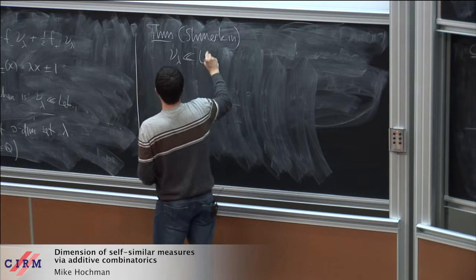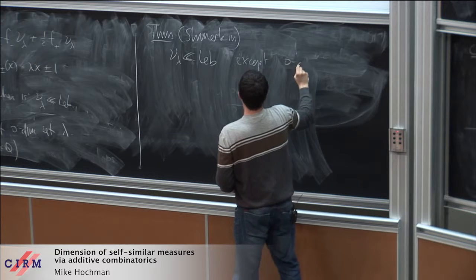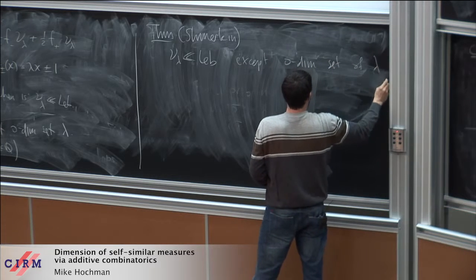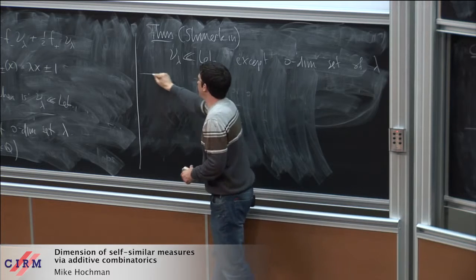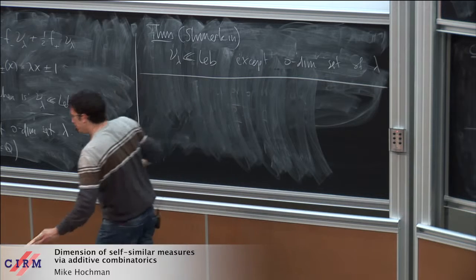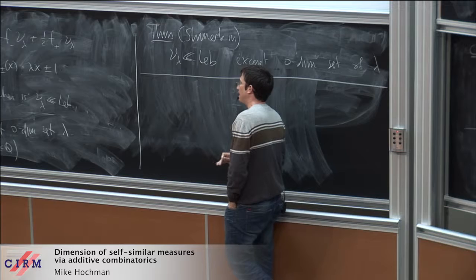And he showed that you actually get absolute continuity except for a zero-dimensional set of lambda. And so this is the state of things. We're down to dimension 0, and it's believed by some people anyway that the set of exceptions is countable. But we're not there yet.